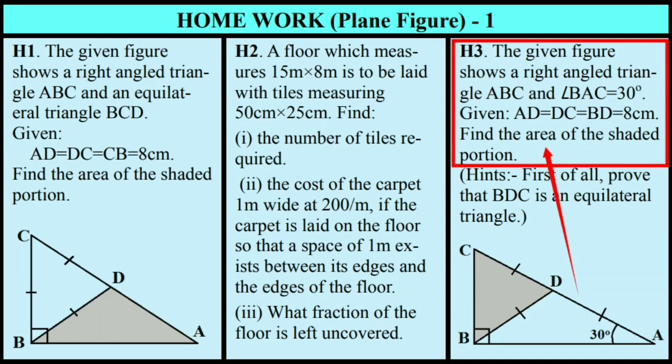The next question, number H3, also is a combination of right angled triangle ABC and an equilateral triangle BCD, which looks like question number 1. But the difference here is for the triangle BCD, you have to prove first that it is an equilateral triangle. Complete your homework.